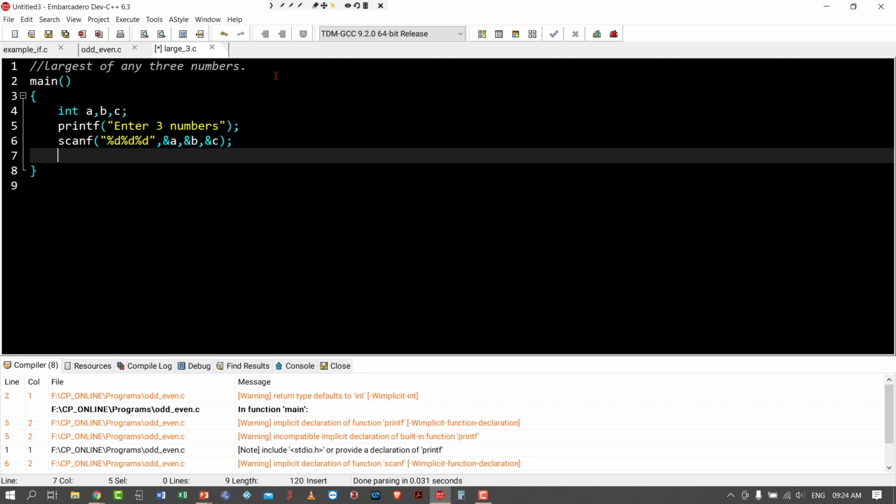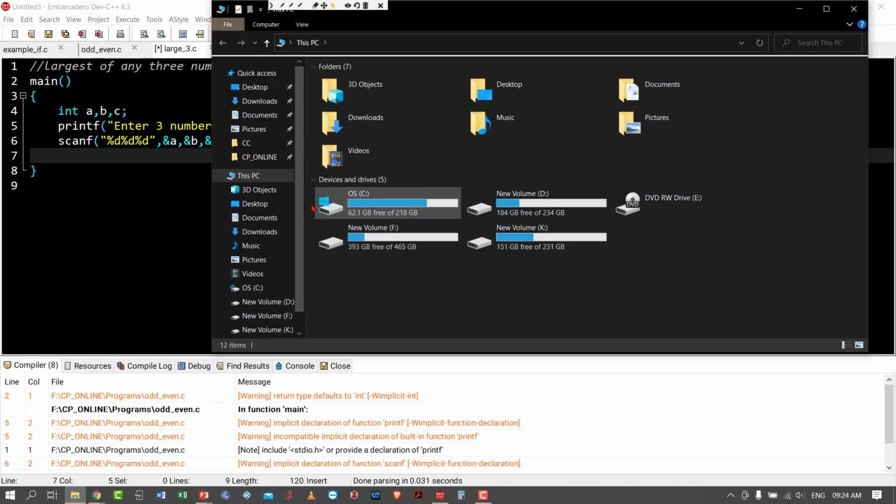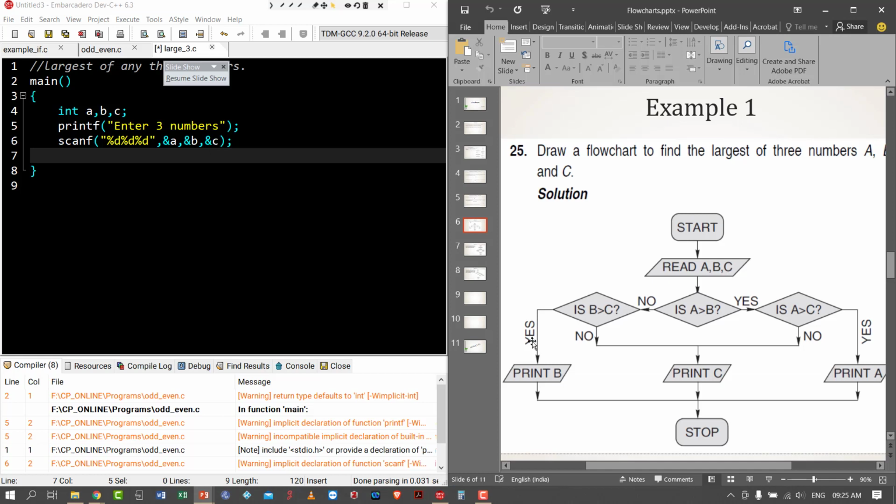Okay. The next part I will write. If you remember, from that flowchart it will be easier. So let me try to find that flowchart first. Is it visible? Please respond. Is the flowchart visible? Yes, sir. Okay. So start, read a, b, c. Up to that we have done.